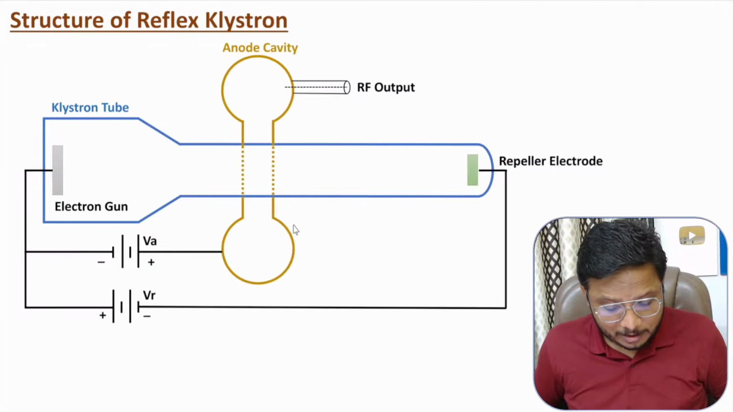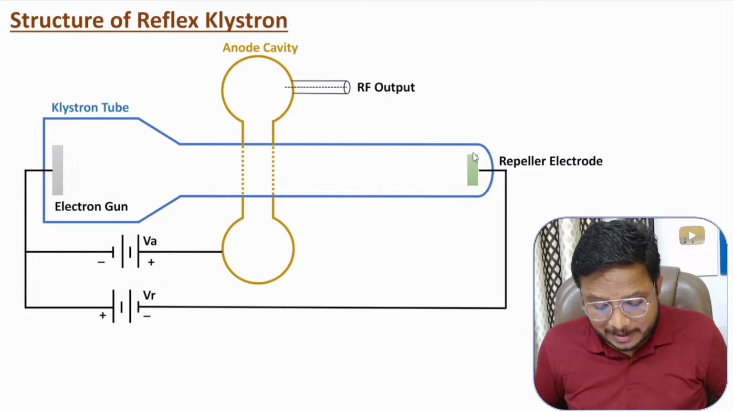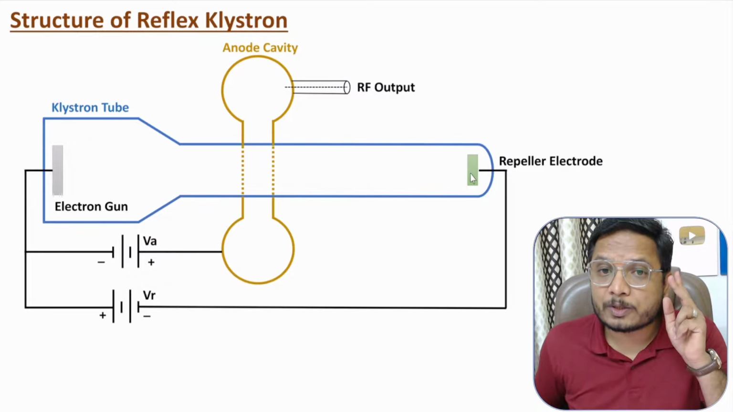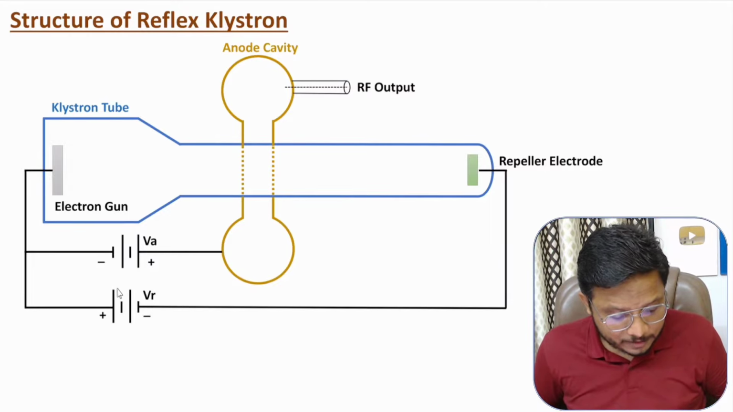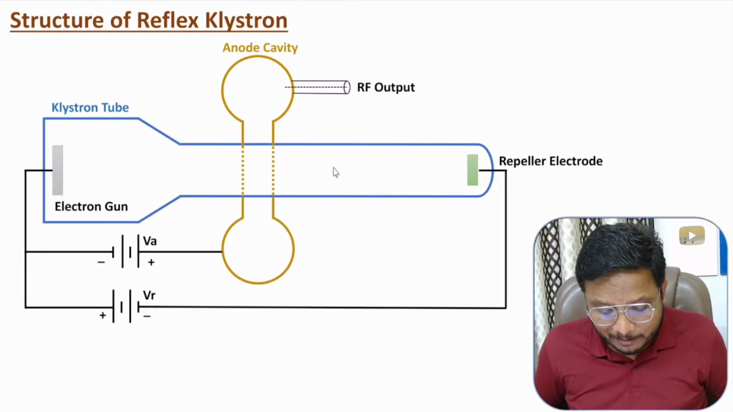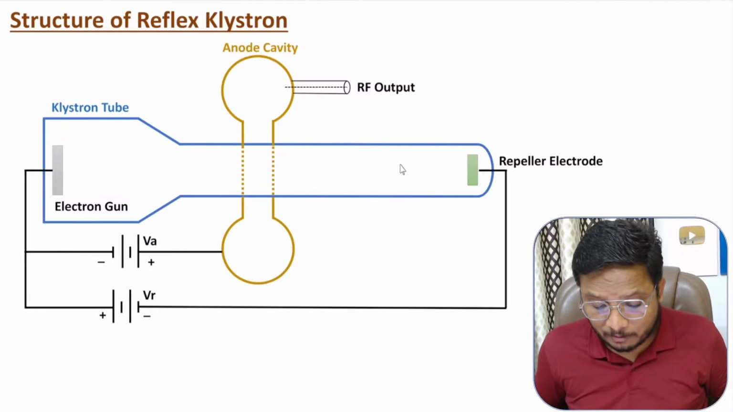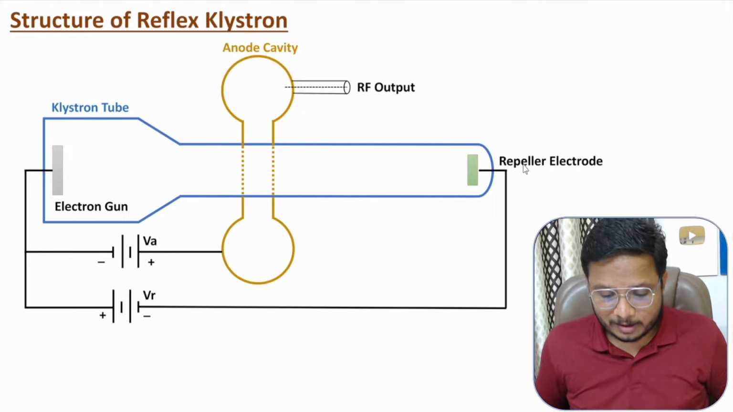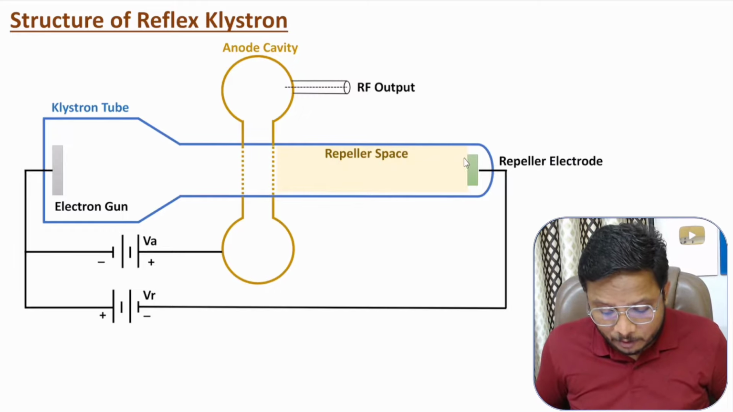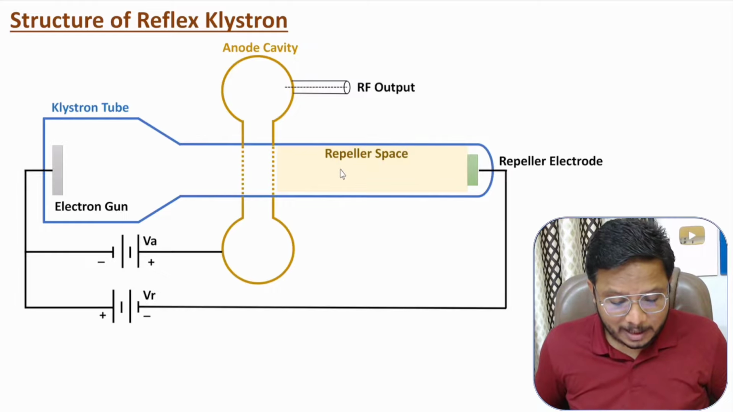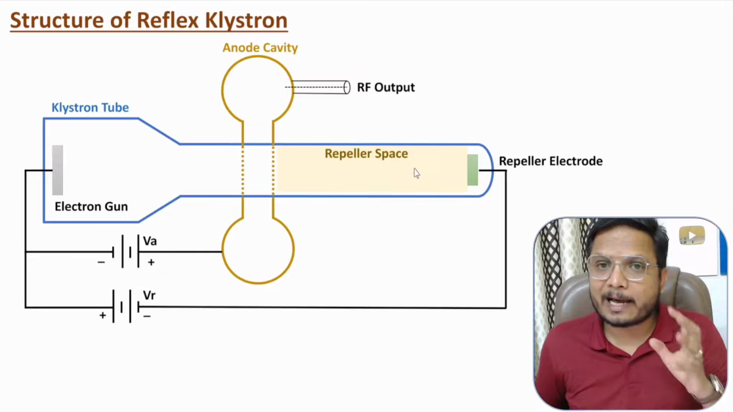If you observe further structure, then here we have Rappler electrode, and this Rappler electrode, that will be providing repulsive force to electrons. How? You see this Rappler electrode, that is connected with negative terminal of Rappler voltage. So as we are providing negative terminal of voltage over here, electrons are having negative charge. So whatever electrons are coming over here, they will be experiencing force in this side, which is repulsive force, because of this Rappler electrode. And here, see, this space is very essential. This space is Rappler space. So electrons will be moving towards this side, and Rappler electrode will be providing repulsive force to those electrons. And based on movement of electrons in this space, entire working is there.